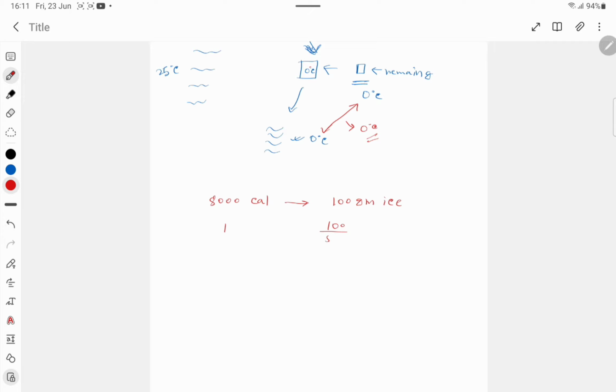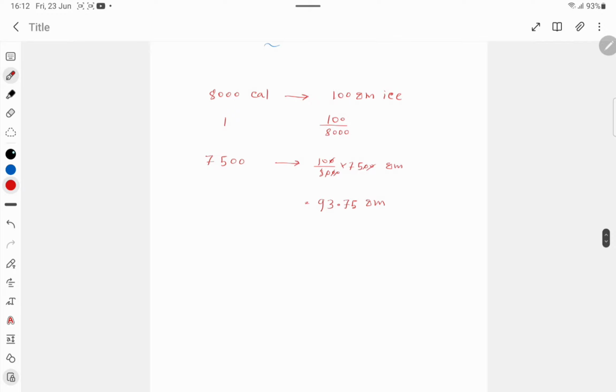So we will convert 100 by 8000, and 7500 calories will convert this many grams of ice, and this will be nearly 93.75 grams. So the remaining ice will be 100 minus 93.75 grams. It is 6.25, right? This amount of ice will not convert into water.